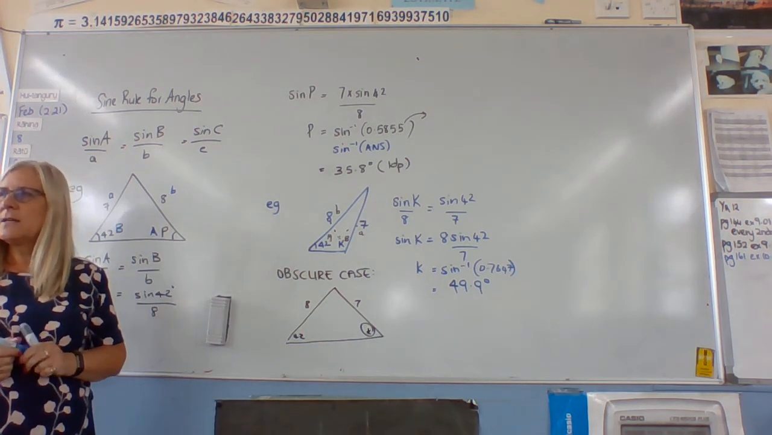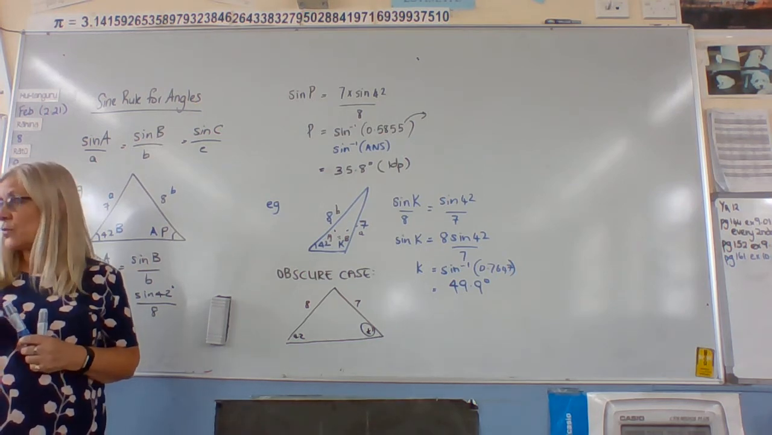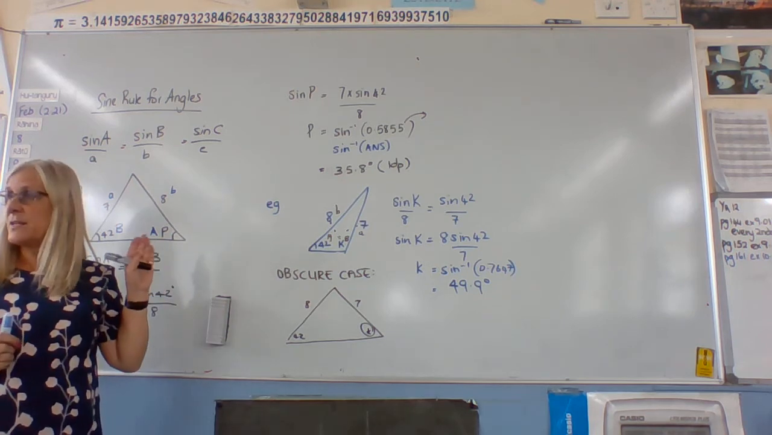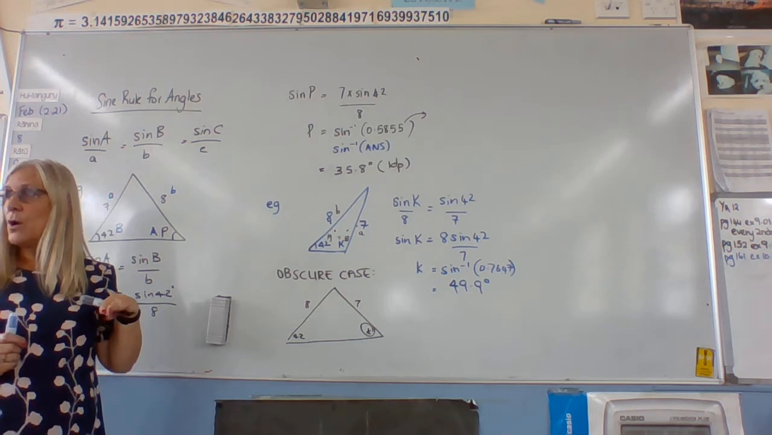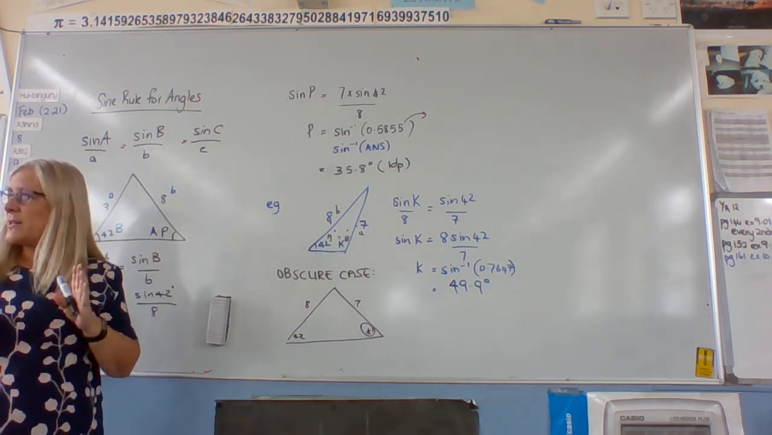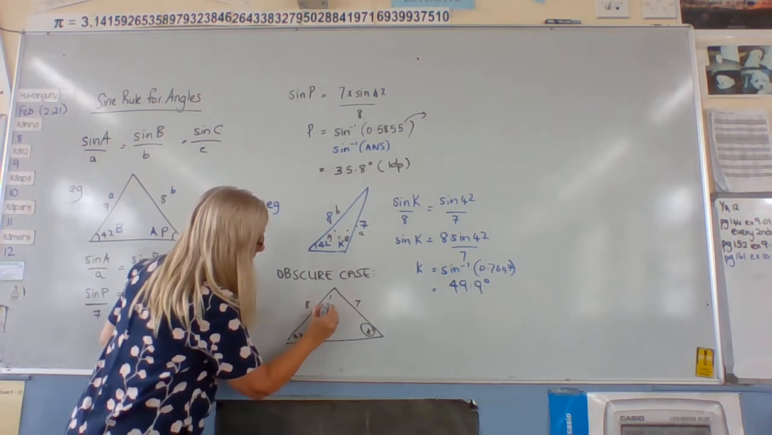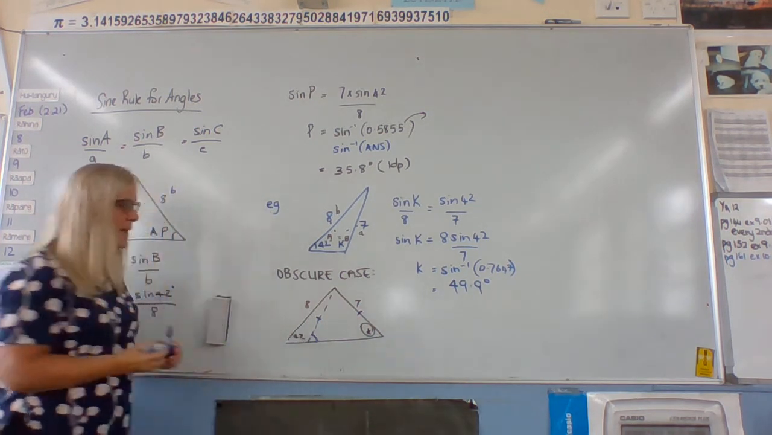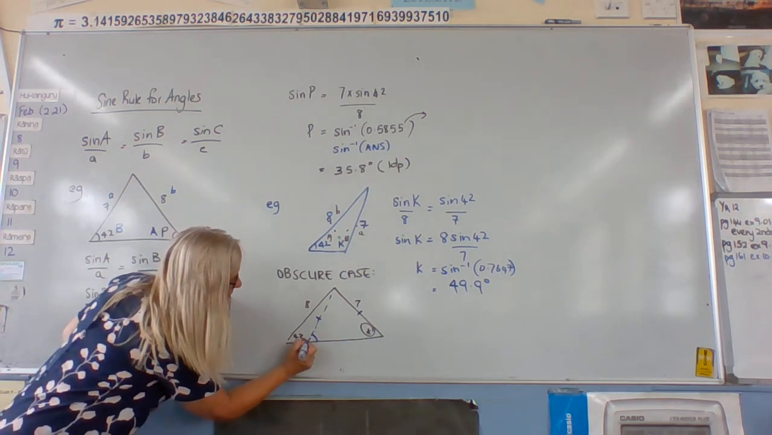Your calculator can't tell what the picture is drawn like. So you have to know that either you've been told that it's an obtuse angle, or you can see it in a diagram and know it's an obtuse angle. And if it is, it's actually this angle over here. So how do we find it? We're looking for this one.